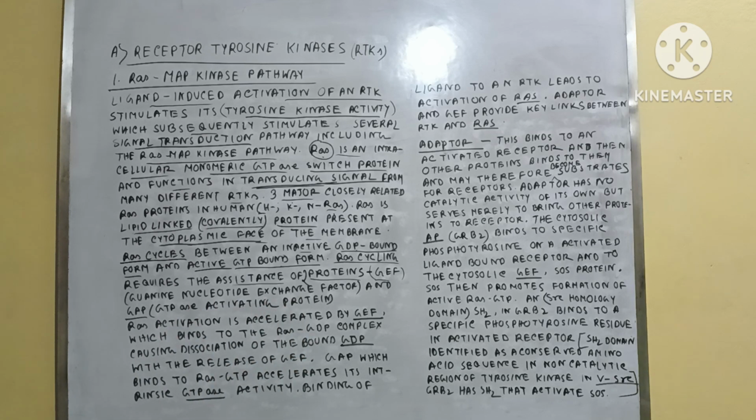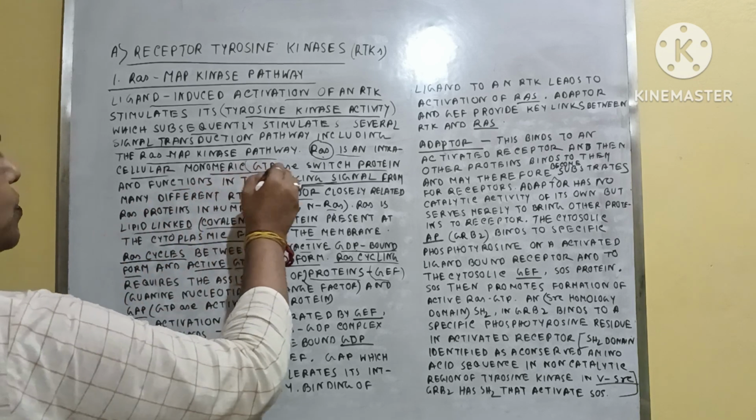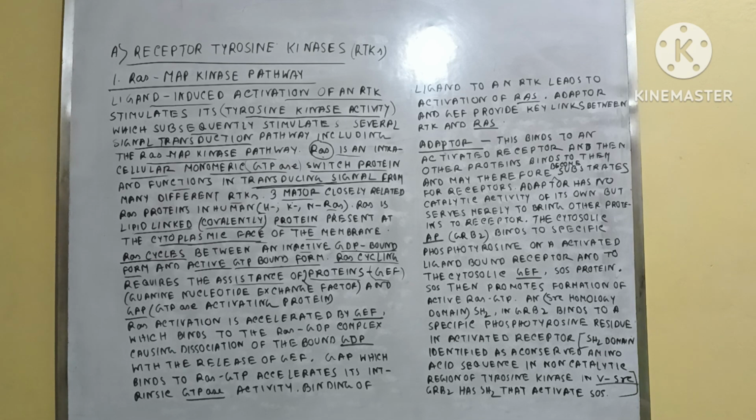So RAS is one kind of protein, and what kind of protein? I am saying that this is the GTPase switch protein, but for continuing the process there are two other proteins that are very important and helpful to this RAS protein. These are the GEF protein and the GAP protein. Clear? Now how does RAS work?